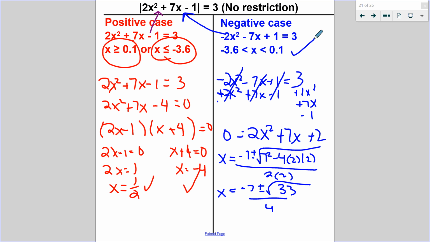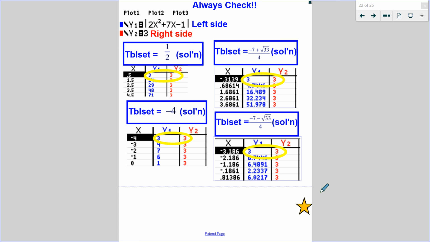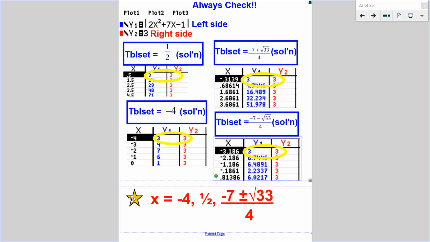Okay, so I have 4 solutions, it appears. This satisfies the subdomain. So I just have to put this into my calculator to see if it works. Okay, so there I have the original equation, left side in y1, right side in y2, and you can see the check always happening in the table. I start my table at each one of those values, and they all work out to be true. So that tells me that this is my final solution: -4, 1/2, and -7 plus or minus root 33 over 4.